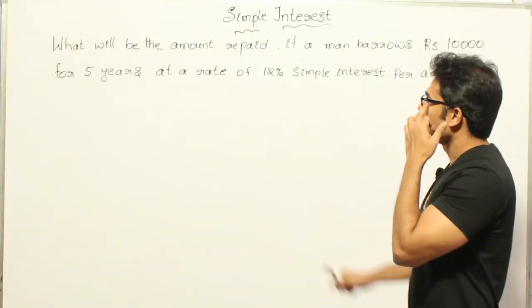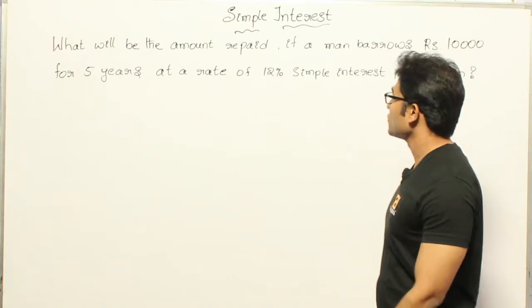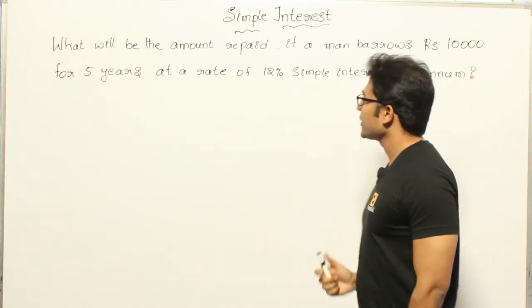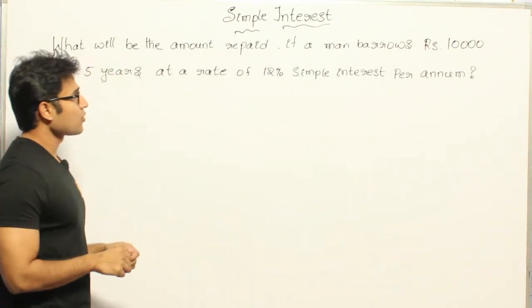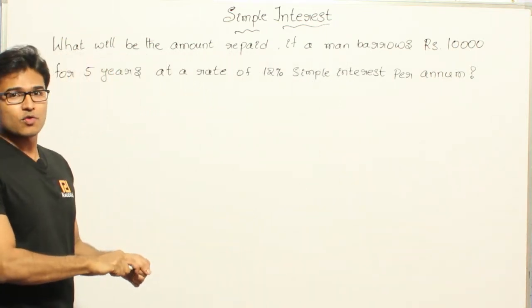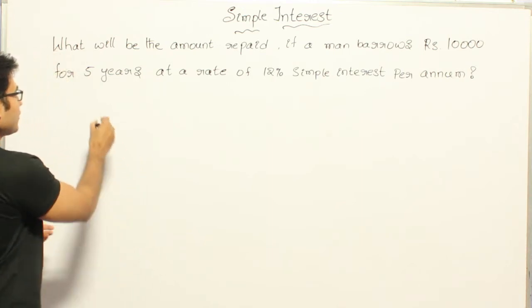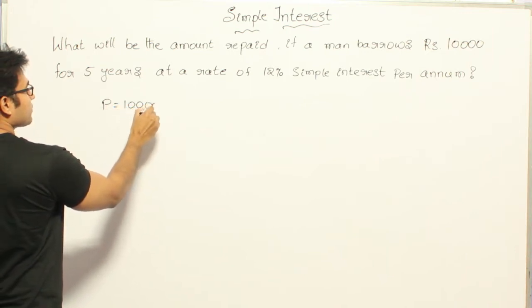Let's see this question. What will be the amount repaid if a man borrows rupees 10,000 for 5 years at a rate of 12% simple interest per annum? So they are saying that a man has borrowed an amount. What is that amount called? According to our terminology, it is called the principal. Therefore, principal amount P equals 10,000 rupees.